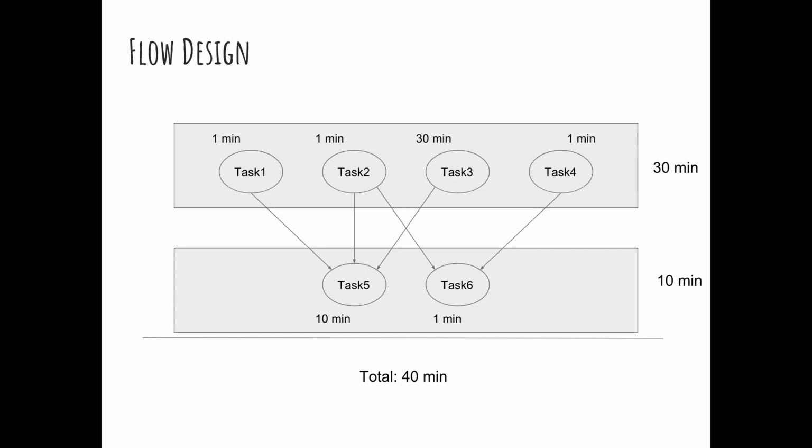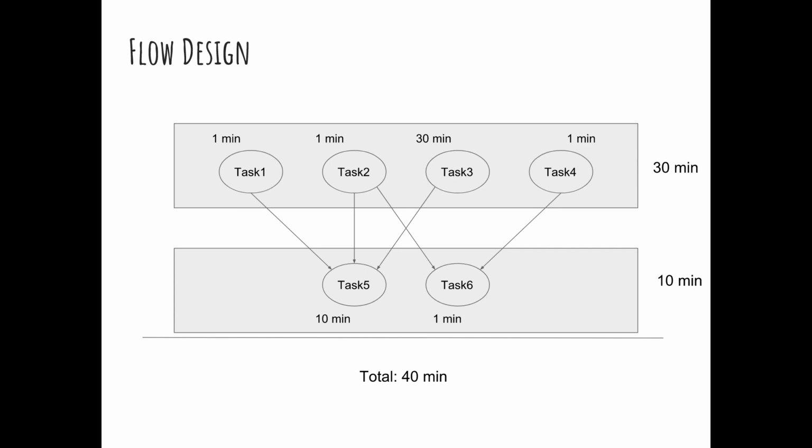So in our initial flow design with these phases, we found out that task 1, task 2, task 4 and task 6 all finish in 1 minute. Then we have task 3 that finishes in 30 minutes, and then we have task 5 that finishes in 10 minutes. Okay, so if we have this phase, basically we block execution of next phase based on the longest running task in our phase.